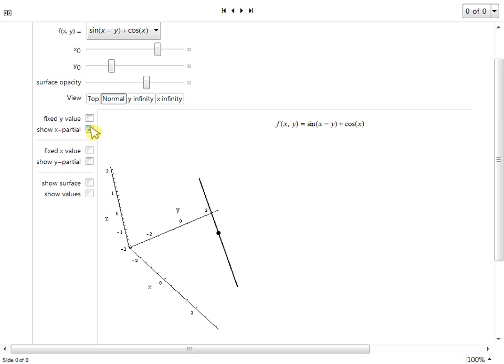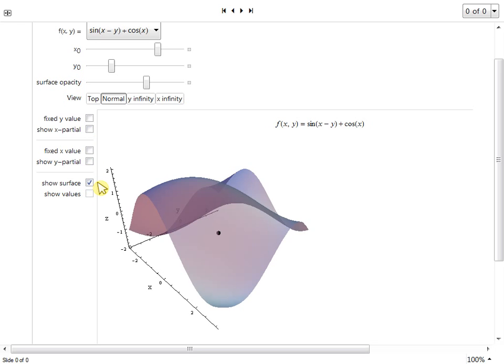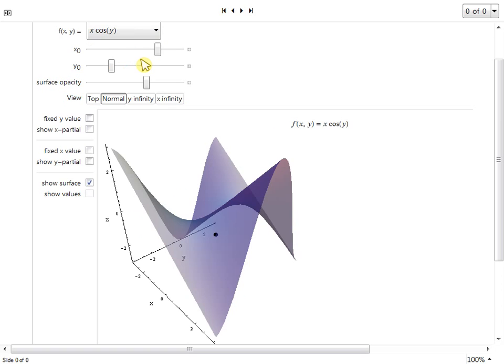Now, in order to find a partial derivative, you have to hold one constant, right? What if you hold them both constant? You can't take a derivative. It'll be zero, right? You hold both variables constant, there's no rate of change. Exactly. All right.